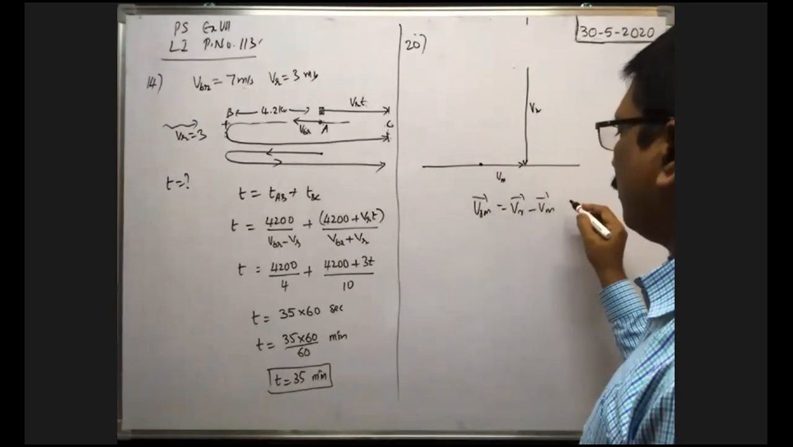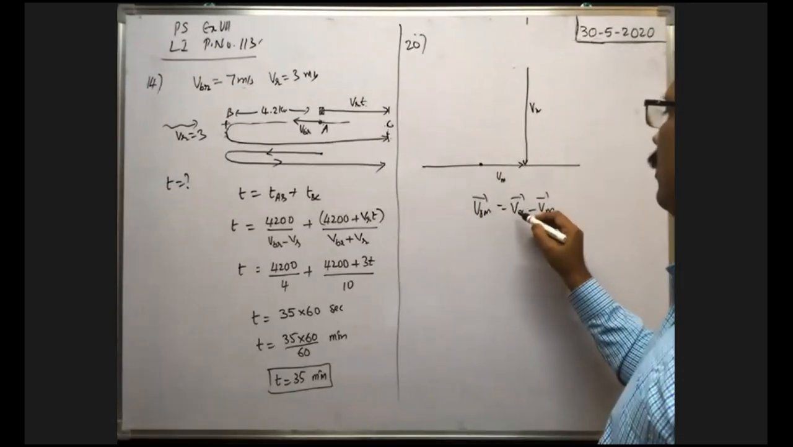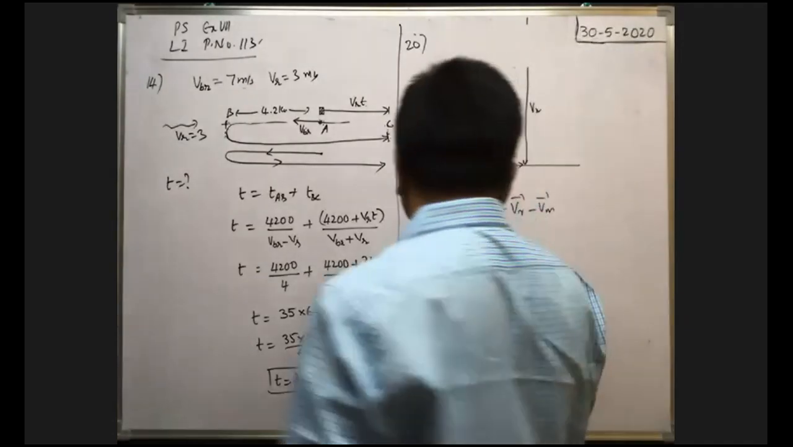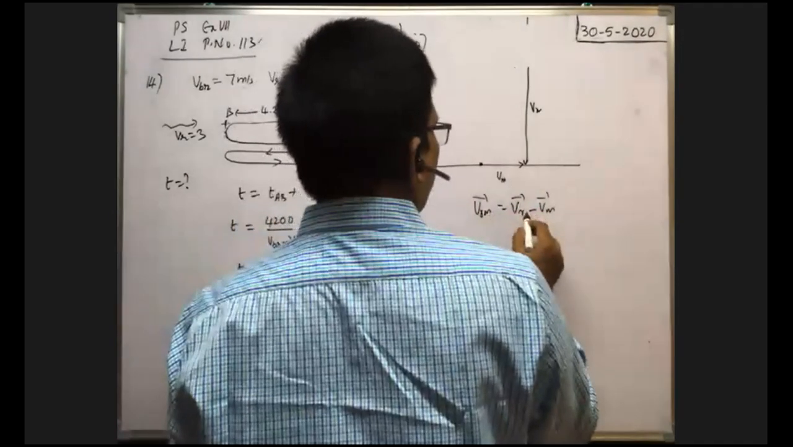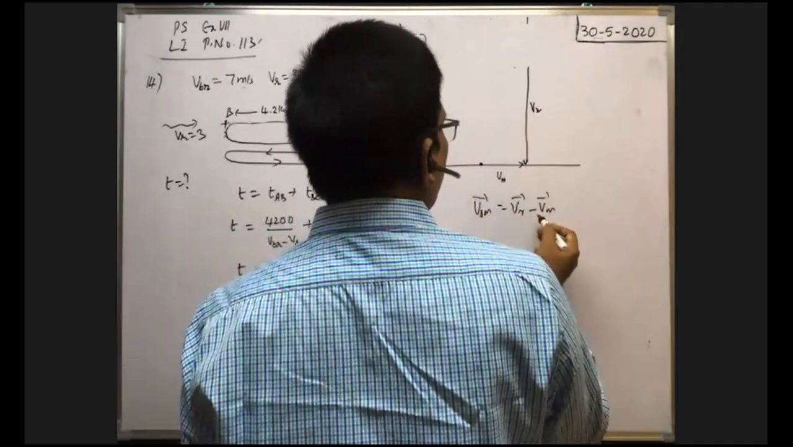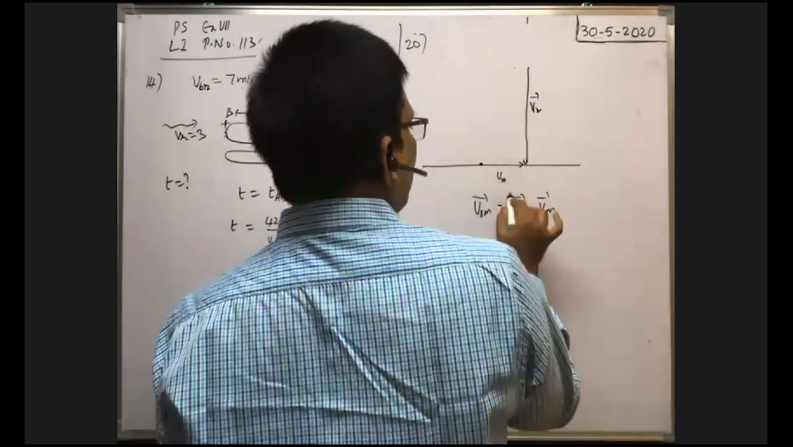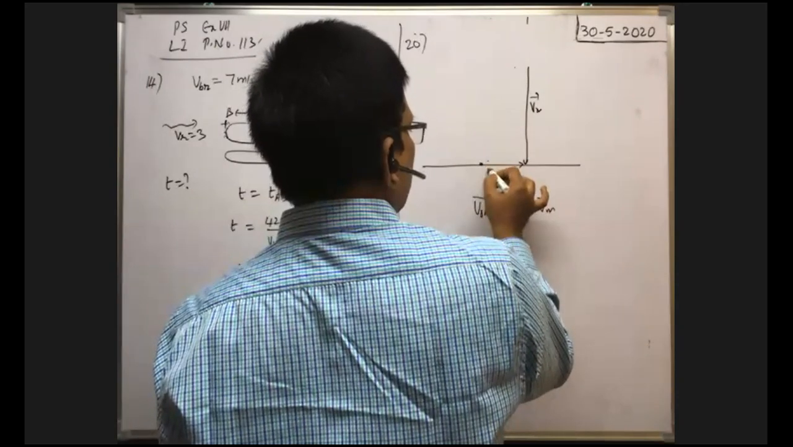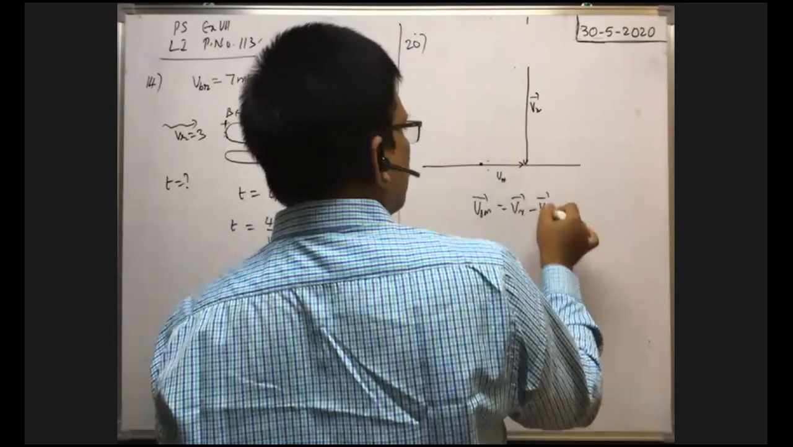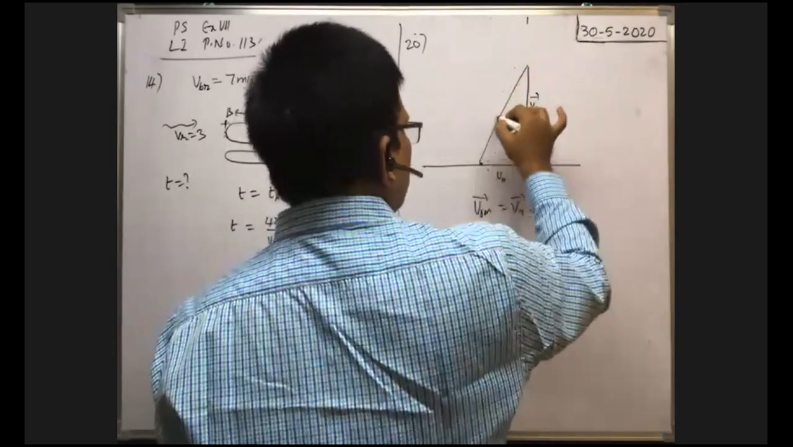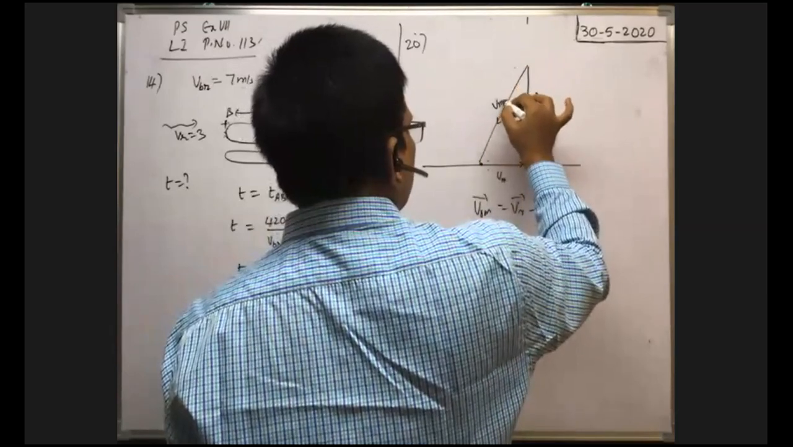So from this, relative velocity of rain with respect to man is equal to velocity of rain minus velocity of the man. Here Vr bar is like this. Minus Vm bar means in opposite direction. So Vr bar plus minus Vm bar means this one, no? This is the relative velocity of rain with respect to man.